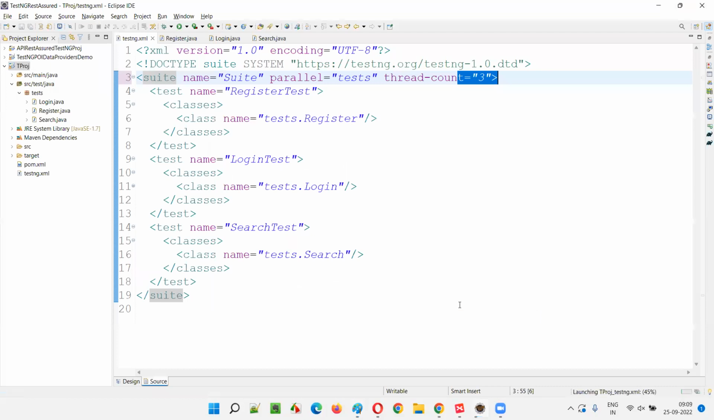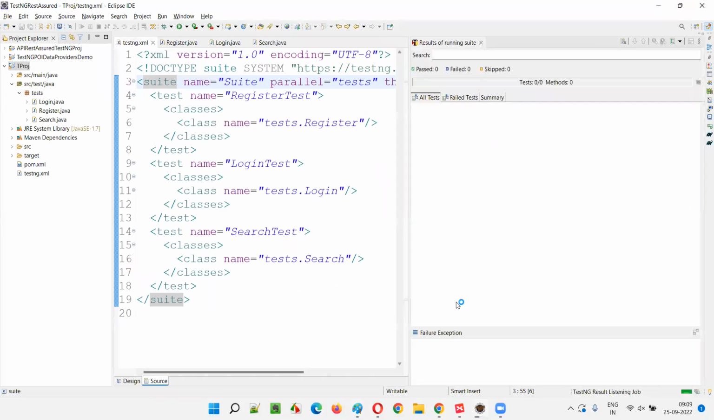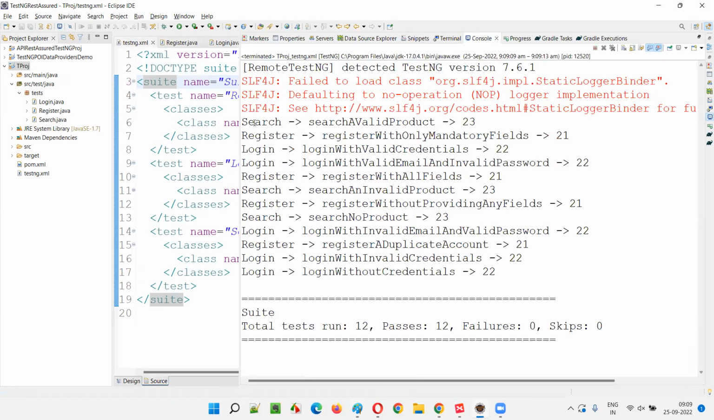Right click, run as TestNG suite. Each of the test groups will occupy one thread. You see, search has occupied 23, register has occupied 21, and login has occupied 22. So login will work on 22. After one login test is completed, another login test method will work on the same 22, whereas search will work on the same 23. Register will work on the same 21 until they are complete.